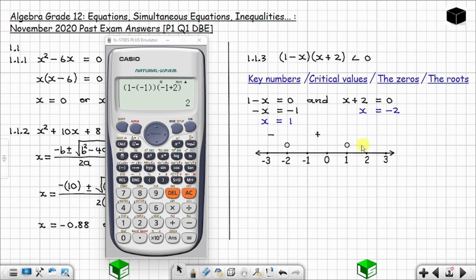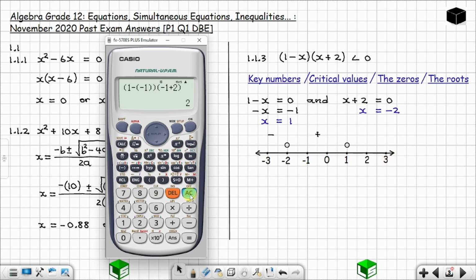Now let's test this interval after 1. So after 1, you have 2, 3, 4, 5, 6, 7, 8, 9, 10. So any value that is greater than 1, right? So you have 2, 3, 4, 5, and so on. Okay, let me use 3. You can use any number after 1 to test this interval. So for me, I'm going to use 3.